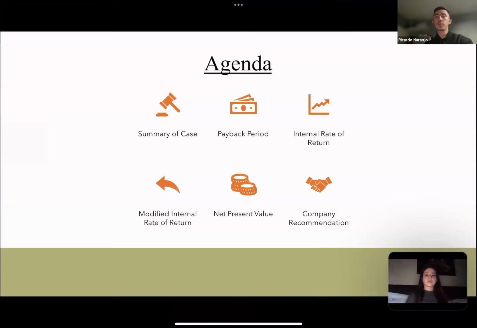And today's agenda, we're going to be going over the summary of the case, the payback period, the internal rate of return, the modified internal rate of return, the net present value, and lastly, the company's recommendation.